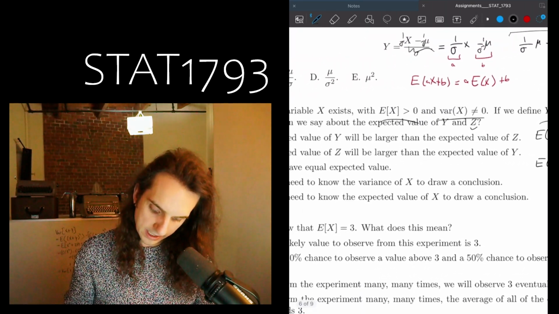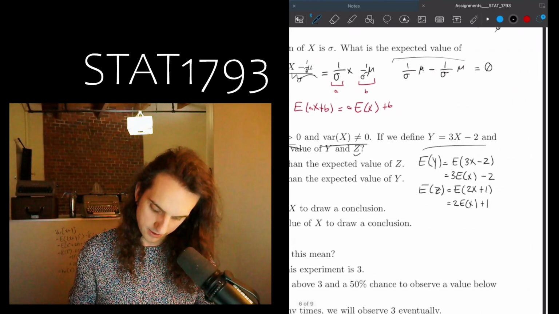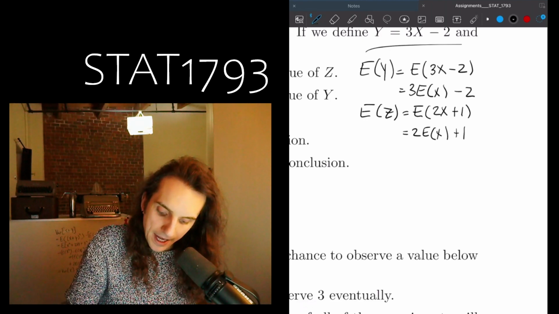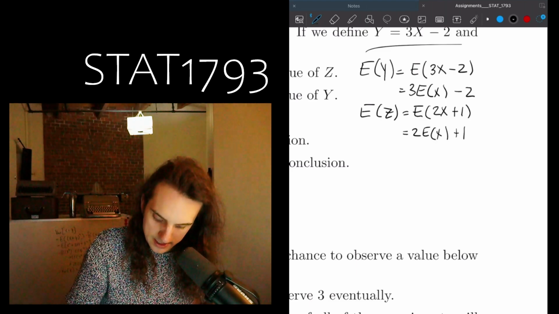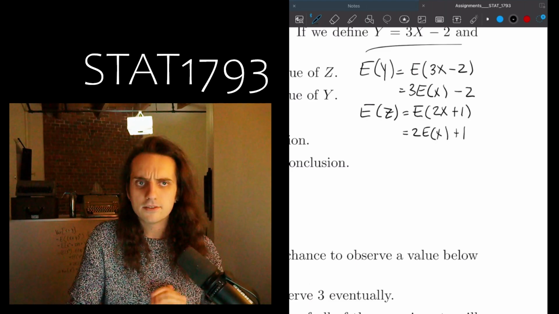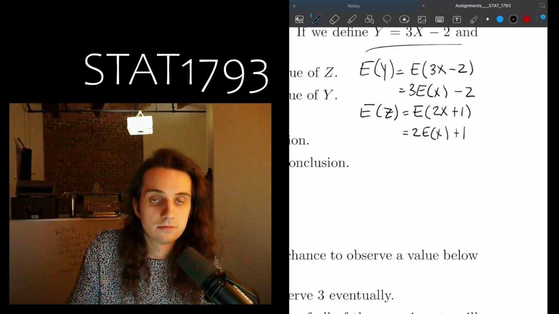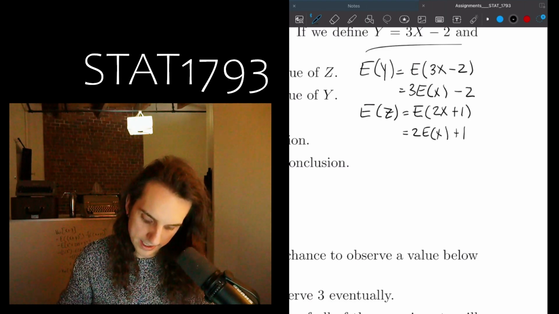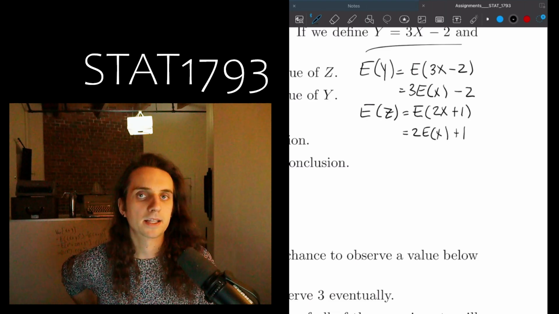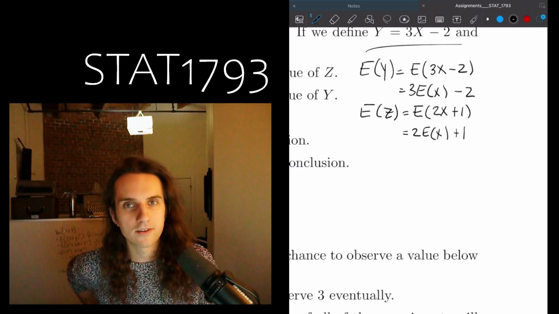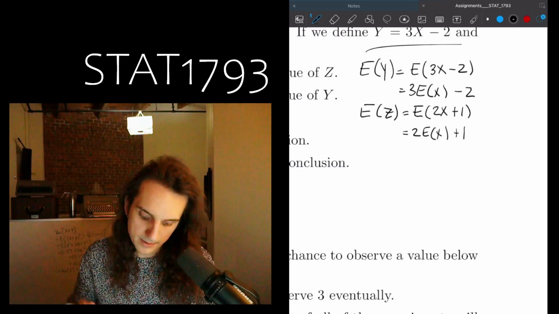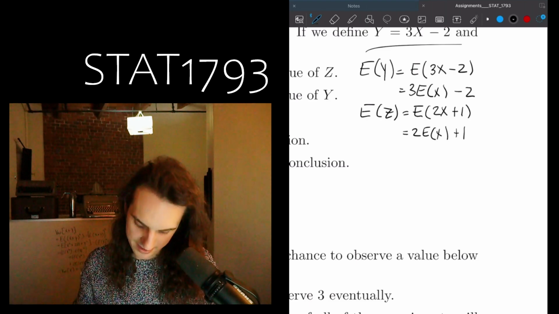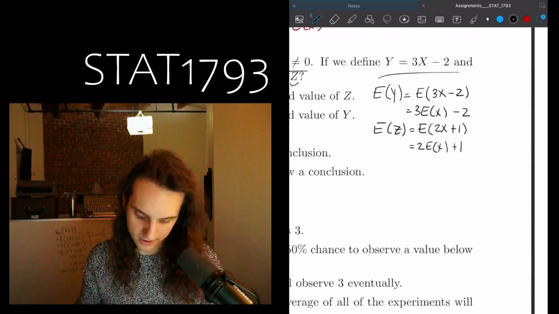Right? And we're not told anything else other than the expected value of x is greater than 0 and the variance is not equal to 0, right? So let's try to compare these two terms here. And the thing to notice is that it's going to depend on the expected value of x, right? So if I plug in, for instance, x equals 0, then the expected value of x is 0. We're going to be -2 for y and +1 for z. So the expected value of z is going to be bigger. But if I plug in expected value of x equals 100, well, 300 minus 2 is 298, and 200 plus 1 is 201. So then the expected value of y would be bigger.